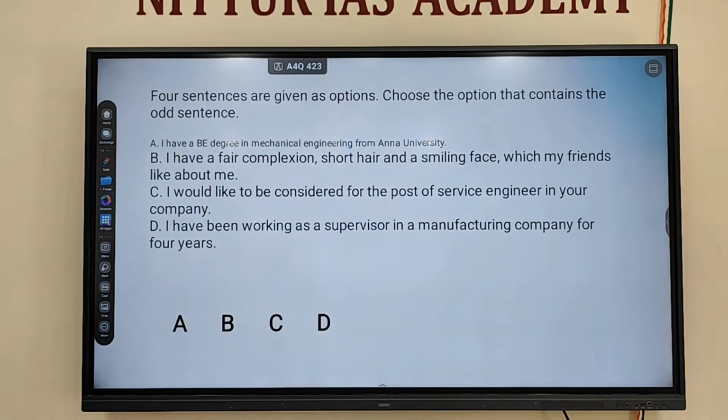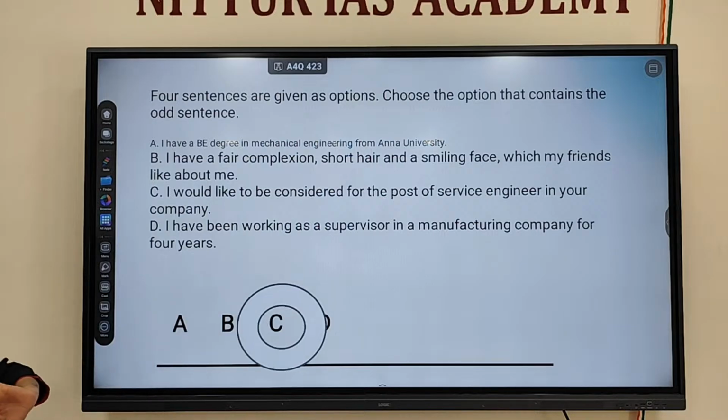I have a BE degree in mechanical engineering from Anna University. I have a fair complexion, short hair, and smiling face, which my friends like about me. I would like to be considered for the post of service engineer in your company. I've been working as a superior in a manufacturing company for 4 years.